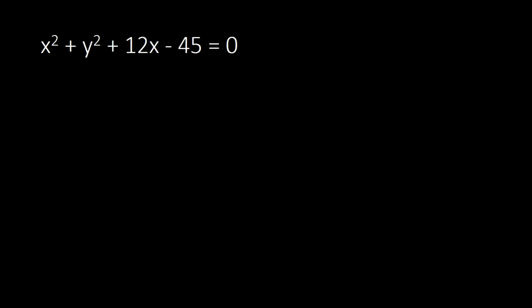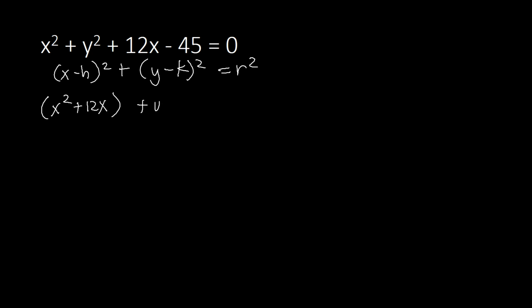So let us now go over to another example. So this time we don't have y. So automatically we know that our y value on the coordinate of the center is a 0. So again, we need to transform this one into like this. We know right away that our k is a 0 because we don't have any variable y here. So same thing, we do the grouping. So x squared plus 12x plus y squared equal to, we move negative 45 to the other side. So that will be positive 45.